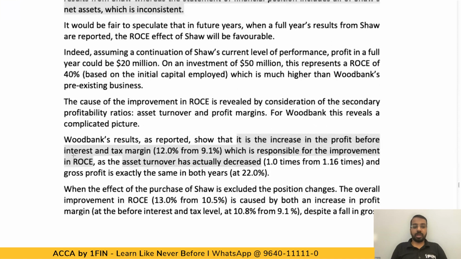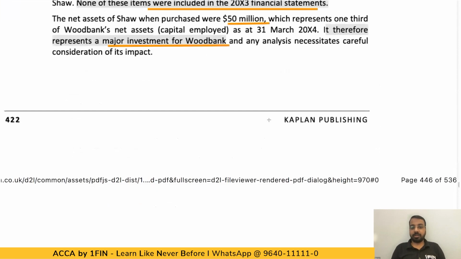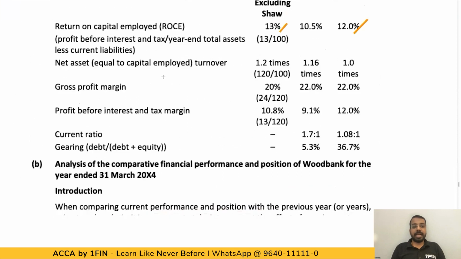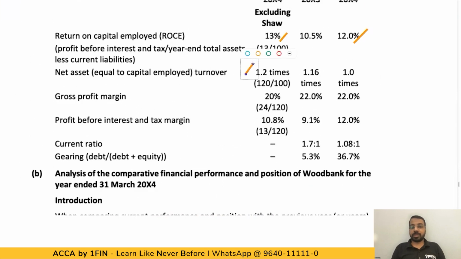Then what has happened to the profit before interest and tax margin? Has it actually increased? So that is 1. When you have to comment about ROCE, there are 2 ratios which make up the ROCE, which are asset turnover and profit margin. So what has happened to asset turnover? Again, you come back to your calculation. Asset turnover is 1.2 times.